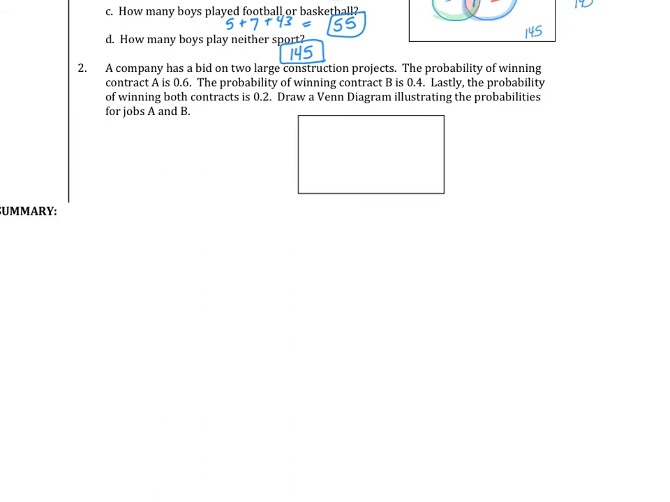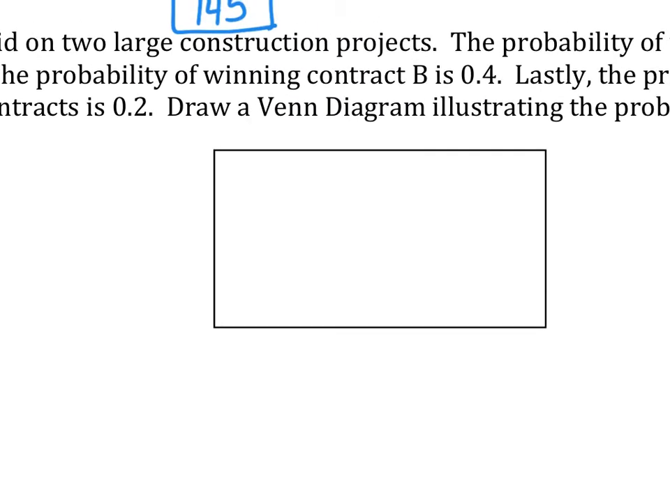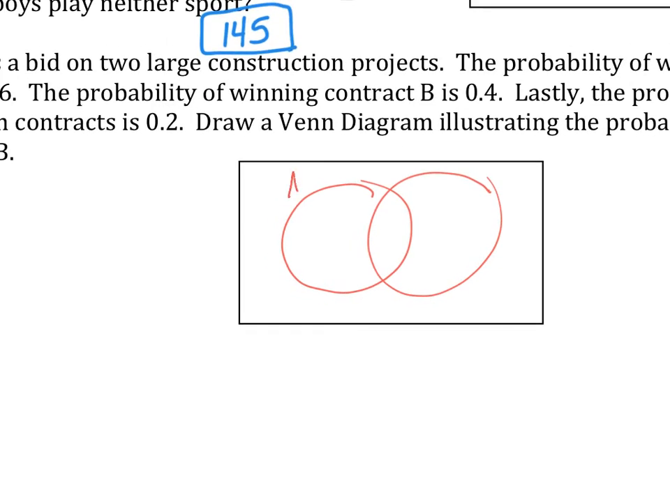Okay, and then number 2 says a company has a bid on 2 large construction projects. The probability of winning contract A is 0.6. The probability of winning contract B is 0.4. Lastly, the probability of winning both contracts is 0.2. Draw a Venn diagram. So we're going to draw a Venn diagram. You draw your 2 circles that overlap, and the left circle we'll call job A, and the right circle will be contract or job B.